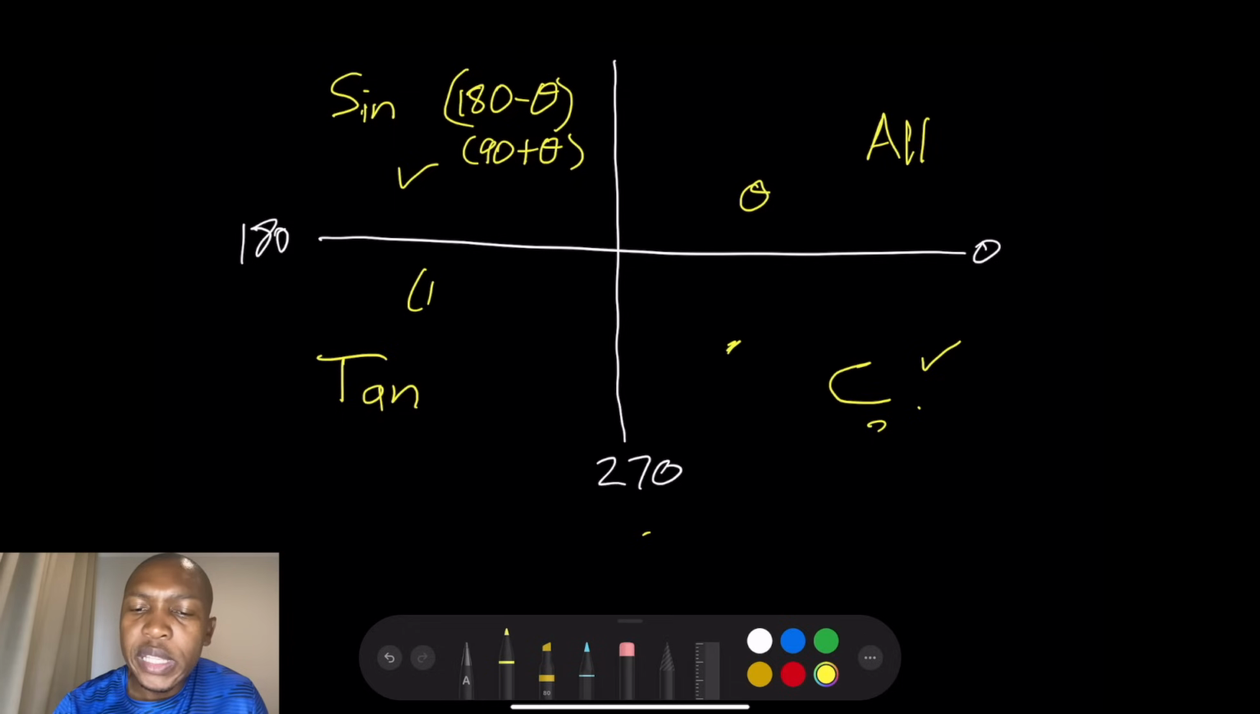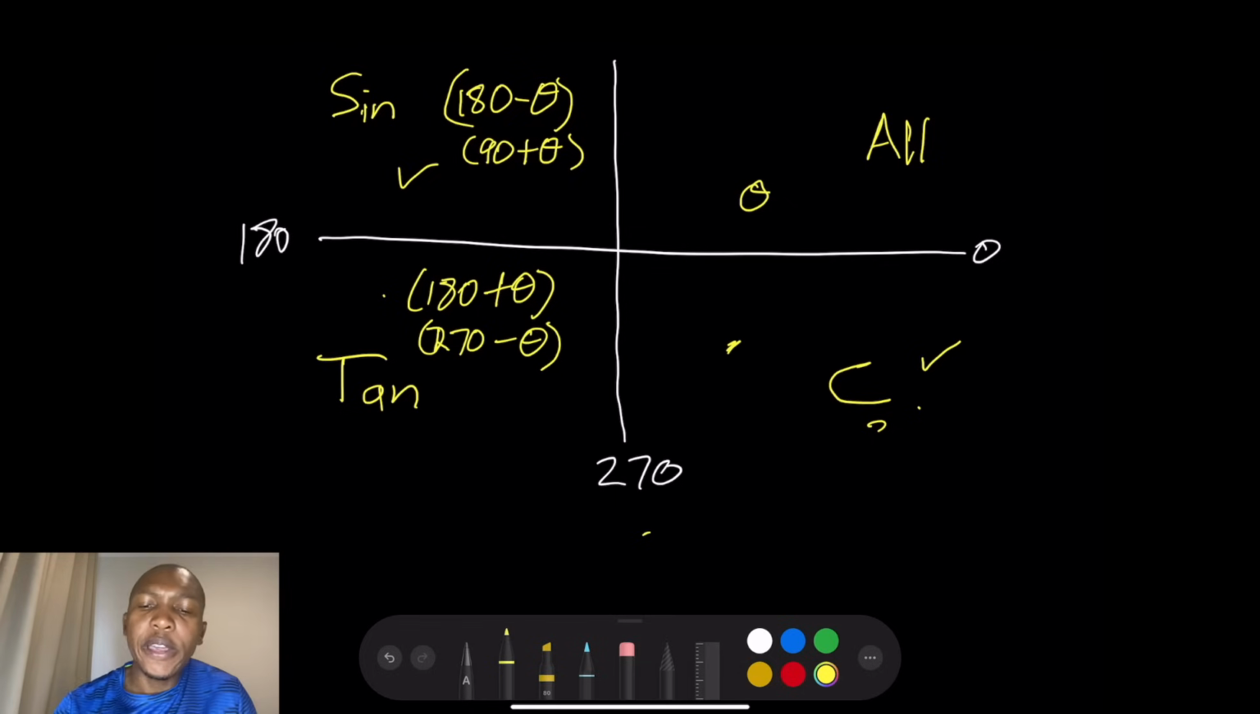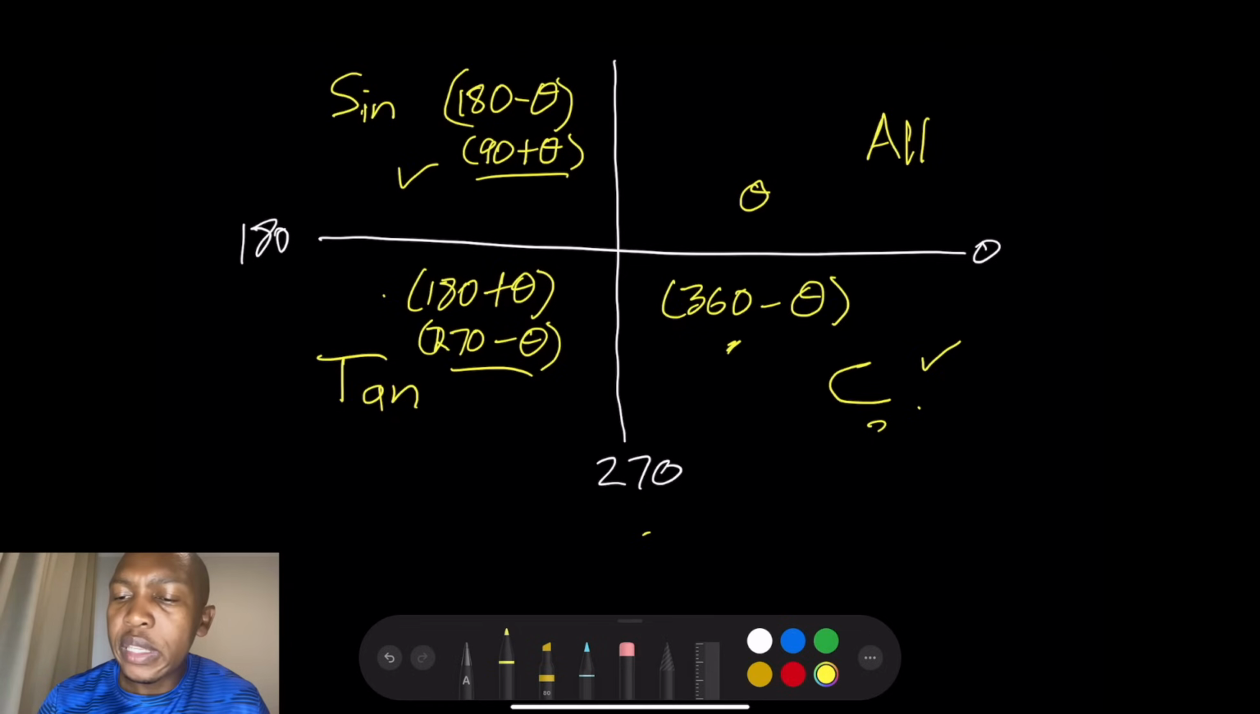And then in the third quadrant, I know I've got 180 plus theta. Think about it: if I take an angle and say 180 plus theta, if theta is an acute angle, then 180 plus theta gives me an angle that would be in the third quadrant. But please also note this can also be 270 minus theta. We're going to talk about these special ones in just a bit. And then obviously here we've got 360 minus theta.